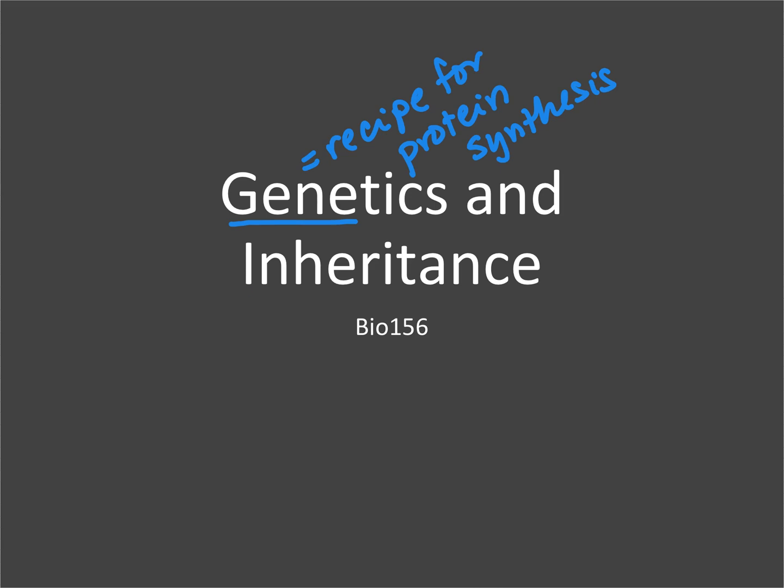Now, inheritance refers to how you get that genetic information from your parents and how you could pass that genetic information on to your children. So, inheritance has to do with probabilities: what is the probability that you will get a certain trait depending on whether your parents have the trait or not, and also what is the probability of you passing on that trait to your children.